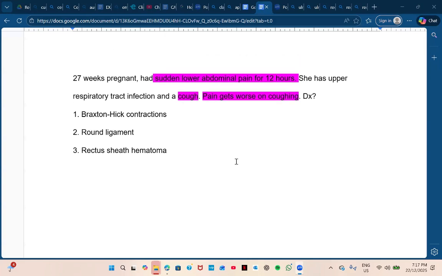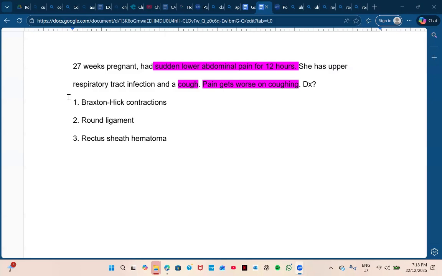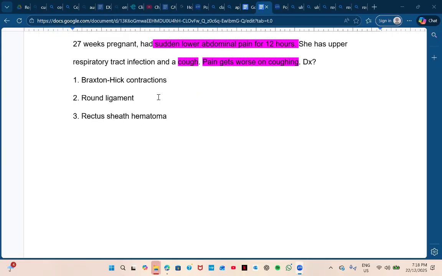The abdomen is stretching, so there are many risk factors. Pregnancy is a risk factor for rectal sheath hematoma, right? It's the weakening of these muscles and the rectal sheath due to the stretching of the abdomen. Our patient is 27 weeks pregnant, so we can still think like that. It's fine, doctor. If you know how Braxton Hicks contractions occur, how the round ligament behaves, and the key symptoms, you can still pick a good answer in the exam.